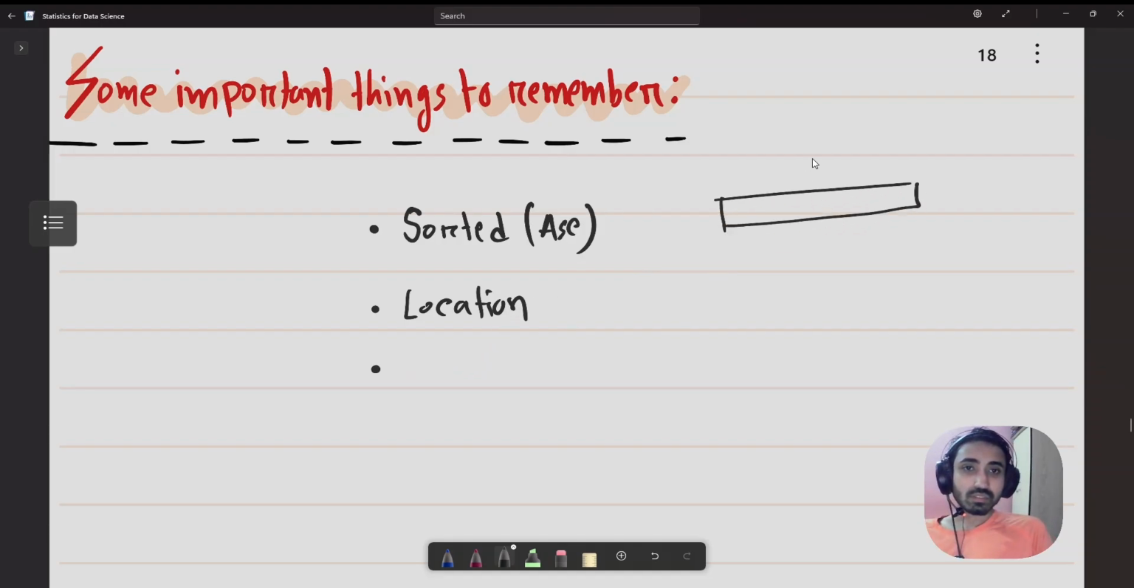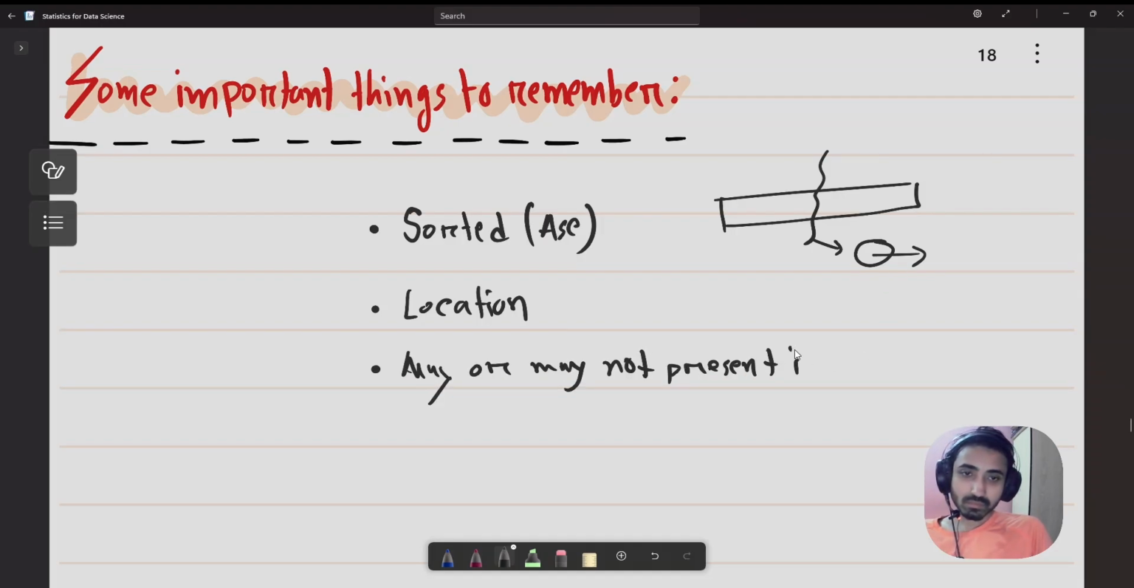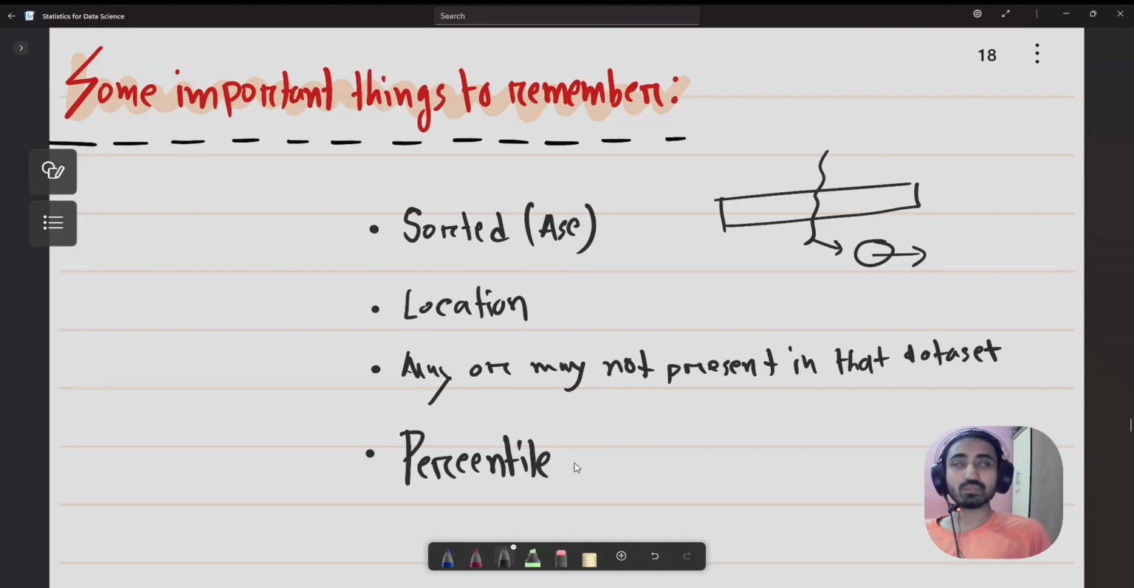Let's say in this dataset, this is the location we have measured, and in this location there must be a value. This value may or may not be present in that dataset. And lastly, we're only going to learn percentile, because percentile will help us to find all the types of quantiles.